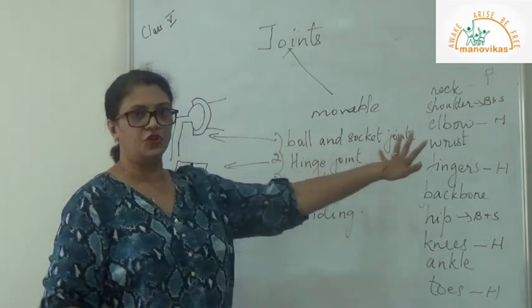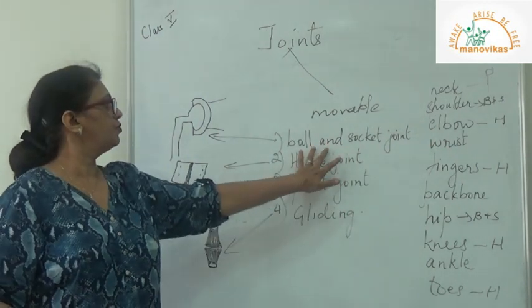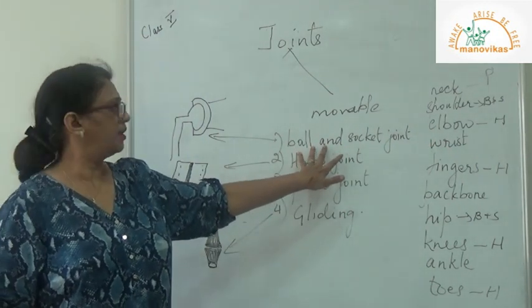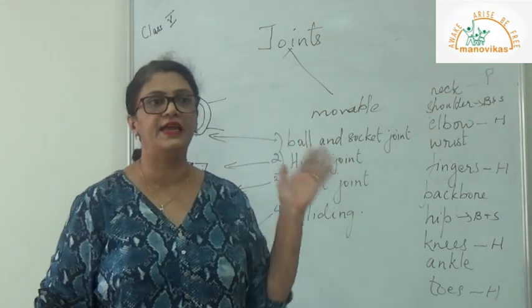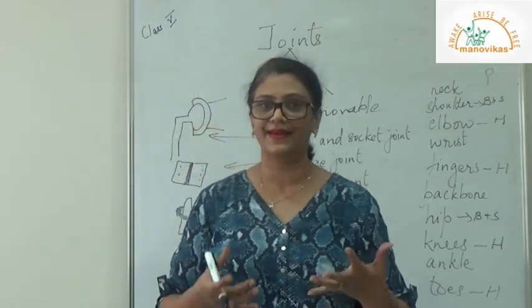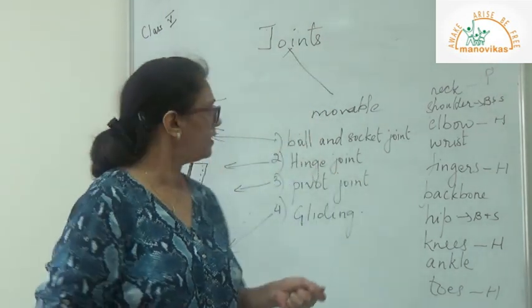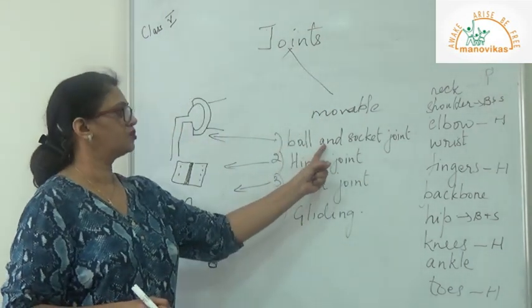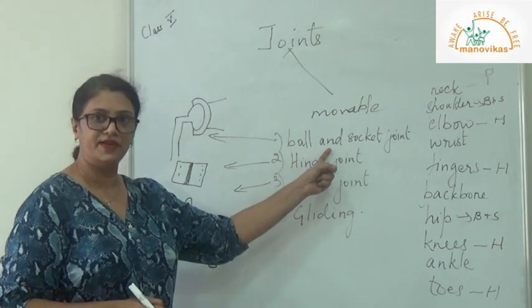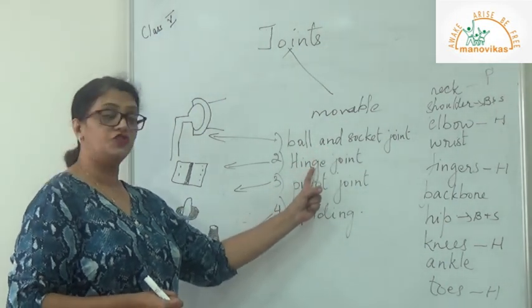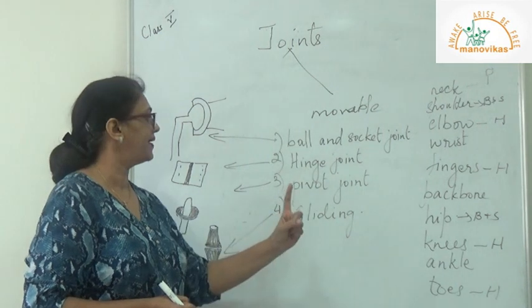Now, the ball and socket joint helps you to move the bone freely. For example, you must have seen the cricketer swinging his arm before bowling. So this joint allows movement in all directions. The hinge joint allows movement only in one direction.